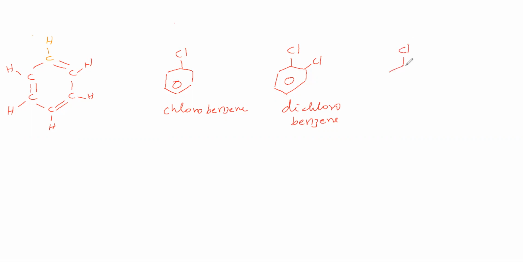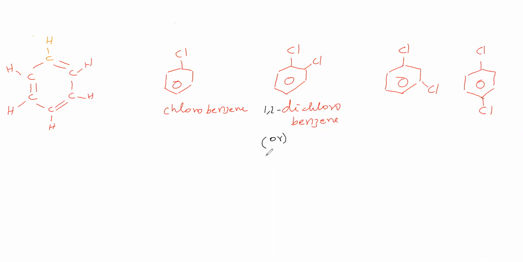So we will get a dichlorobenzene. Instead of replacing this hydrogen, let us replace this hydrogen by Cl. So we will get a dichlorobenzene like this. Now this chlorine present at first carbon, this chlorine present at second carbon. Therefore, we can call this as a 1,2 dichlorobenzene.